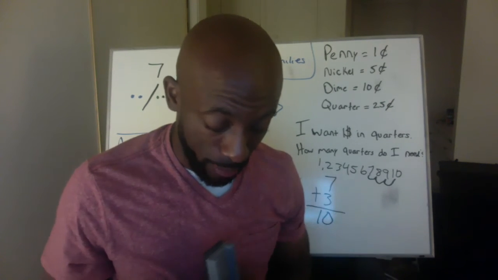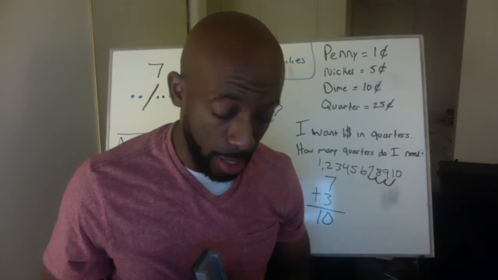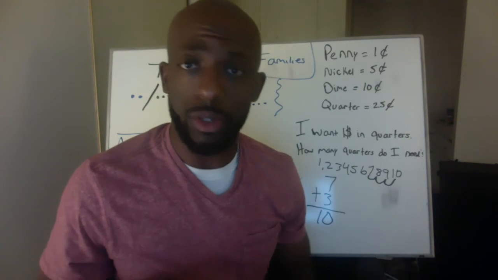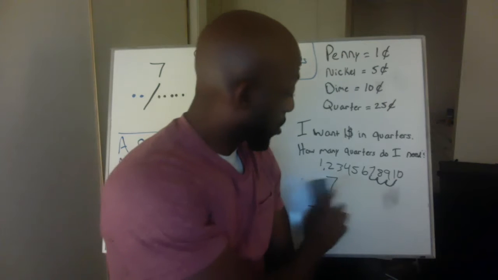Looking at number 3, it says circle $1. What are those coins that you see on your page? I'm going to erase this while you're telling me.